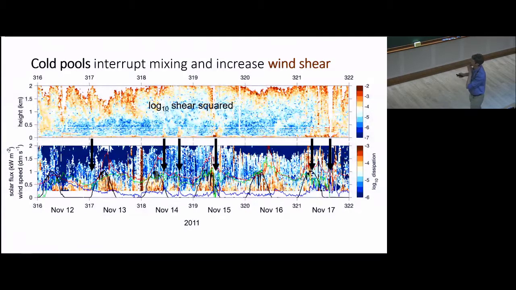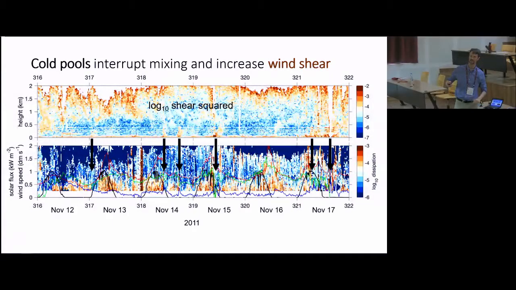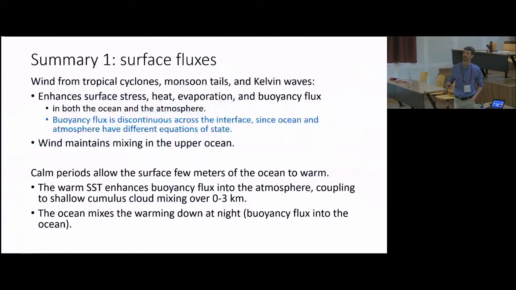These cold pools are inducing strong wind shear, and they're also very stratified, so they're actually stopping the turbulence, which is briefly stopping the turbulence which is generated by the surface buoyancy flux. So I think that's sort of fun to observe.